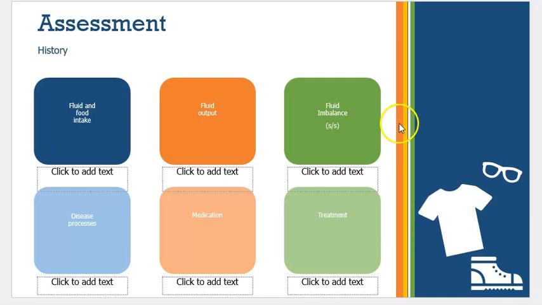So this is just going to be a quick overview of our assessment. Of course, we're going to do our I's and O's. We're going to measure catheters, drainage, any drains, like your Penrose drains, post-op stuff. Disease processes. Of course, we know that any kind of kidney or heart dysfunction can cause an alteration in your fluid. Medicines, diuretics, and then the last one is your treatments.